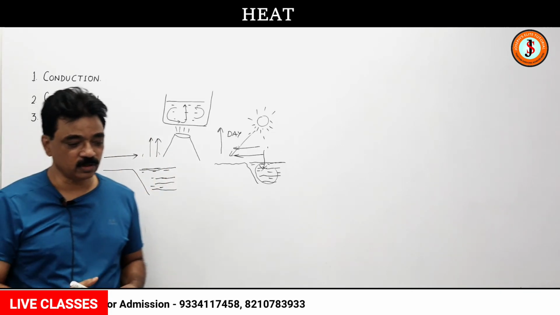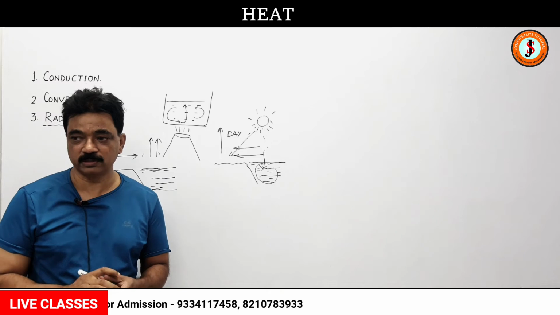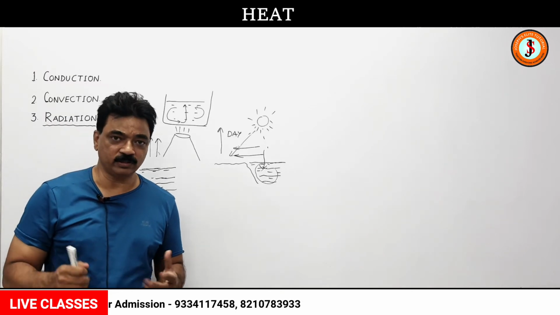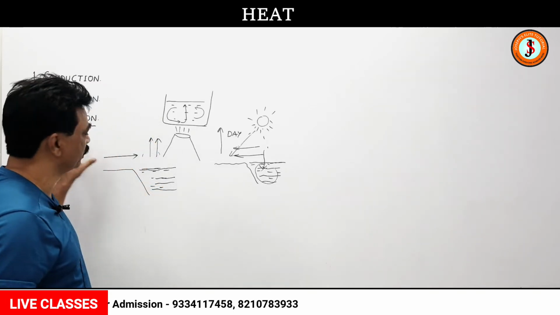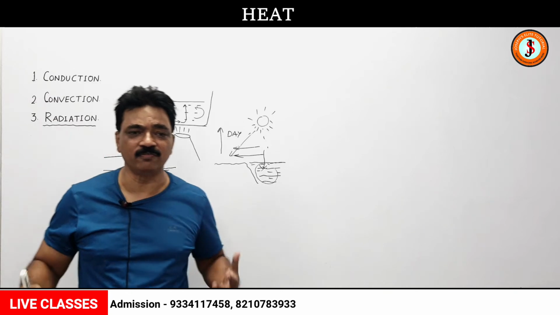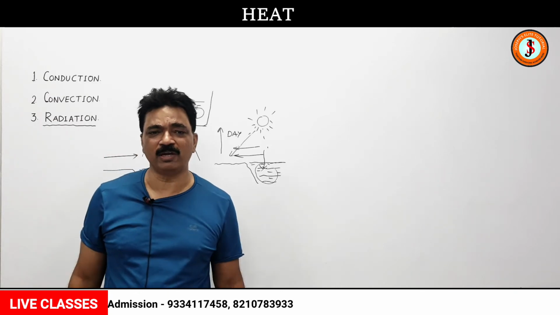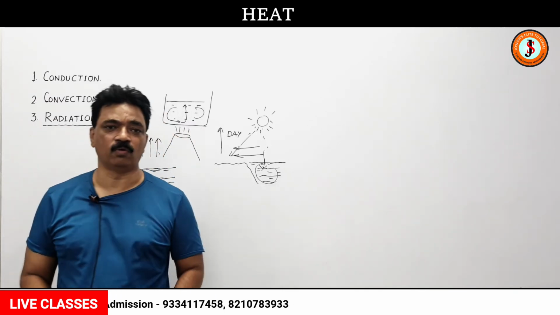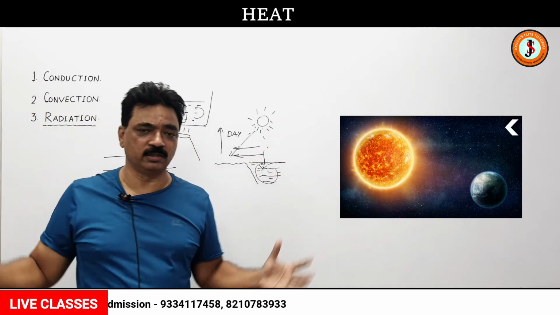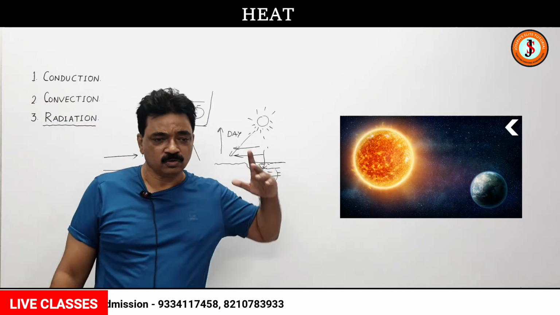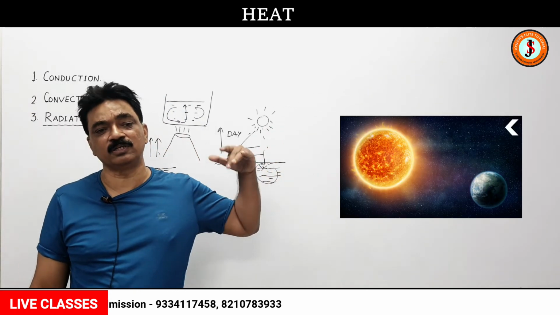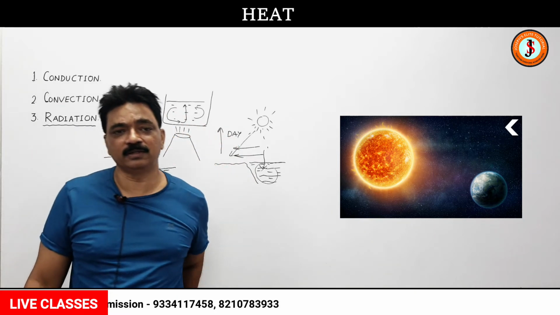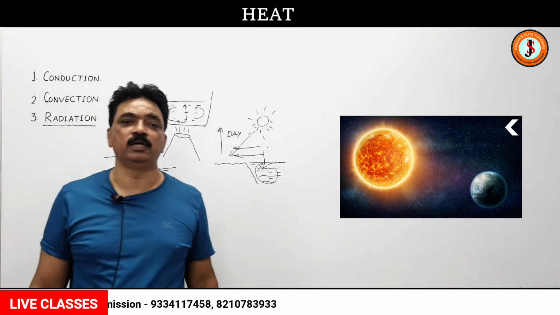So these are very, very important things which you have to understand, children. Now, what is the third thing? The third thing is radiation. Radiation comes out from every hot body. Electromagnetic waves come out, like from the sun. These electromagnetic waves directly come to the earth without heating the space in between.